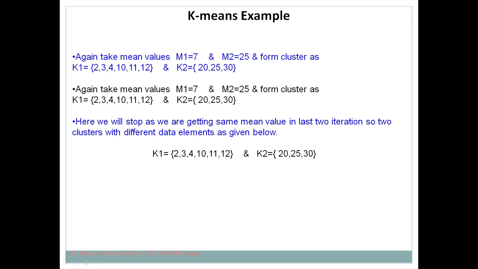So I have written the message over there, we will stop here as we are getting the same mean value in the last two iterations, and we got the same elements in the two different clusters. If you compare this K1 here, K1, both are the same. That means we come to know that clustering is done. Further we cannot partition the elements into clusters. So this is our final result, K1 equals this and K2 equals this.